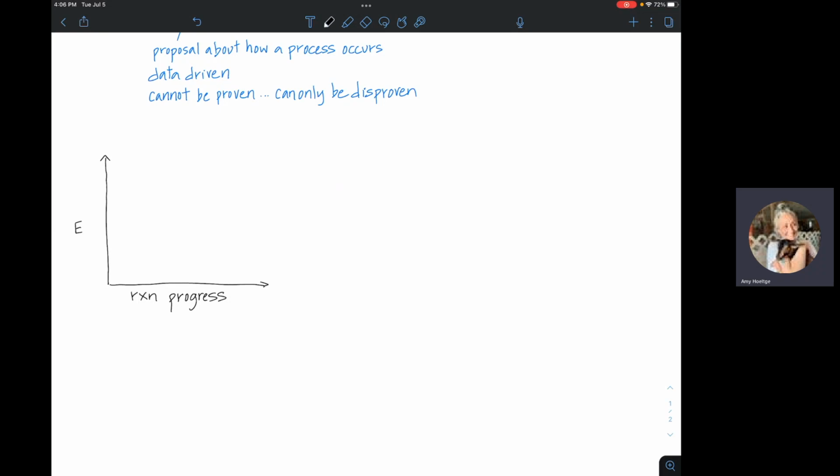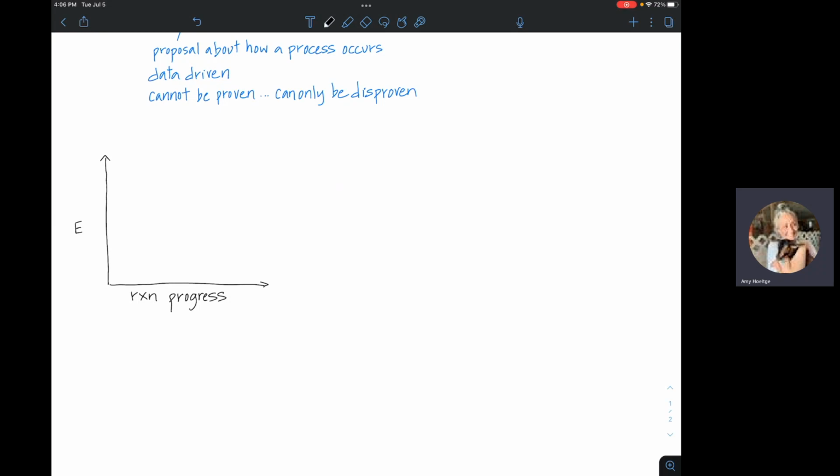So heat, right? Thermal energy. I'm going to keep both of these examples exothermic so that at the very least, these are enthalpy favored. And we're going to be talking about the kinetics and the thermodynamics on one plot. So we're going to go energy relative to reaction progress.